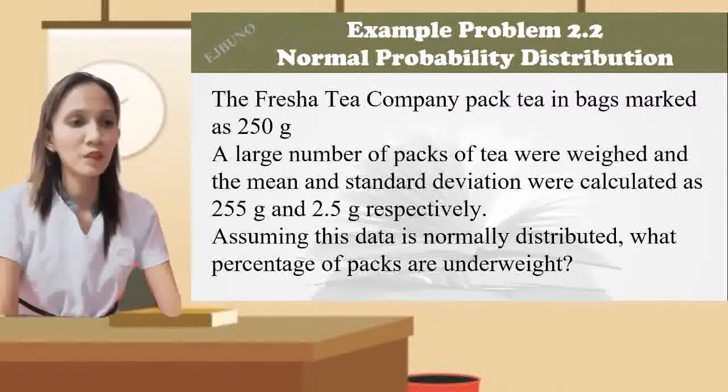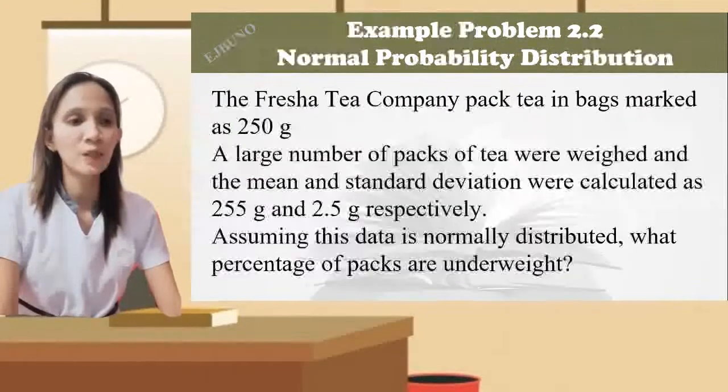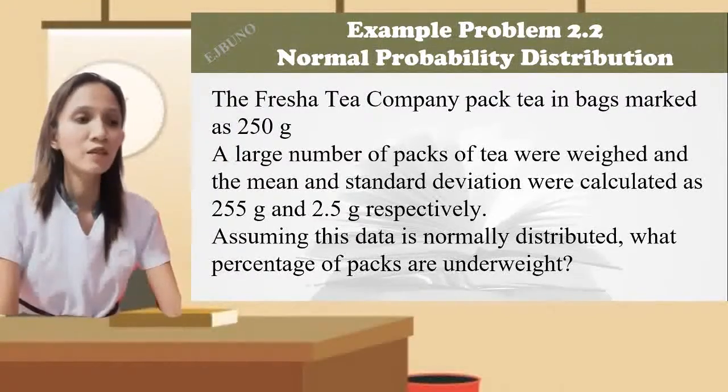The Freshest Tea Company packed tea in bags marked as 250 grams. A large number of packs of tea were weighed, and the mean and standard deviation were calculated as 255 grams and 2.5 grams respectively. Assuming this data is normally distributed, what percentage of packs are underweight?